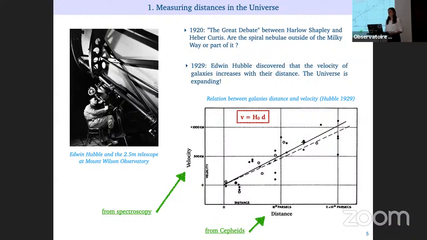A few years later, it was Edwin Hubble who used the Cepheids and this relation to measure the velocity and the distance of galaxies. And also by classifying them, he discovered that the most distant galaxies are moving away from us at greater speeds. This is the discovery of the expansion of the universe. Today, the ratio between the velocity and the distance of these galaxies is called the Hubble constant and is written H0.